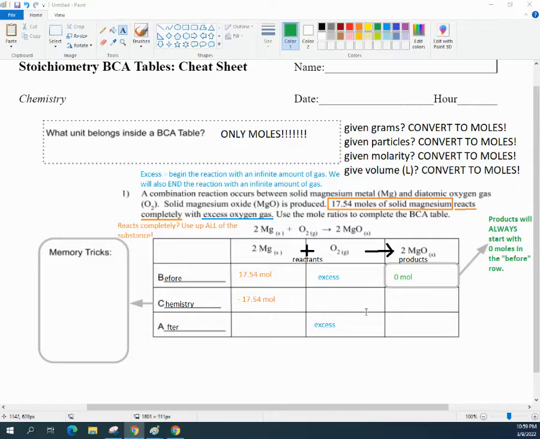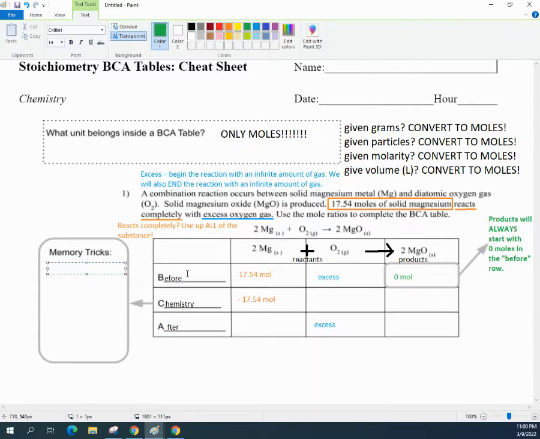Fabulous. Now, let's go ahead and move on to the next row, because we've already filled out all of the before row and I haven't done any math yet. So now on to the chemistry row. Now, it's important to know that when we're talking about chemistry, we are talking about the action of producing a chemical reaction. The chemical reaction is taking place. This is like the action row. Okay, so a few memory tricks to remember what on earth we are supposed to do with this row.